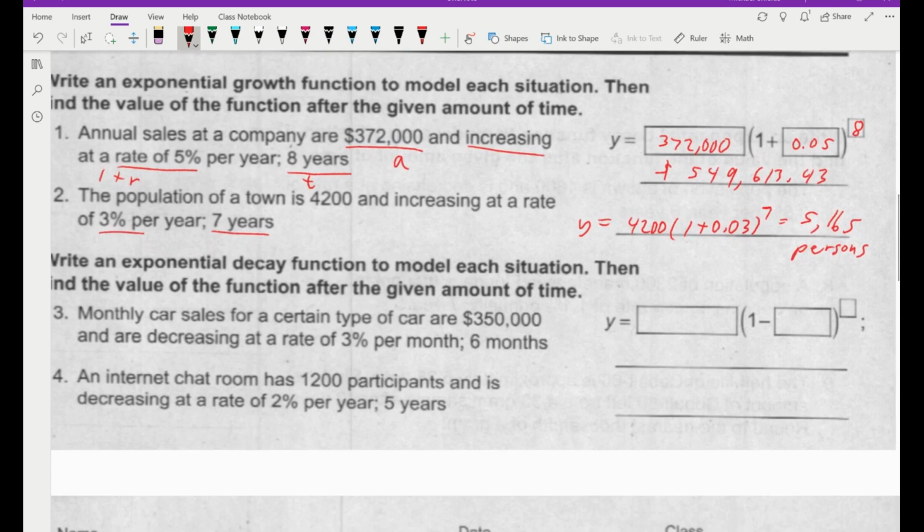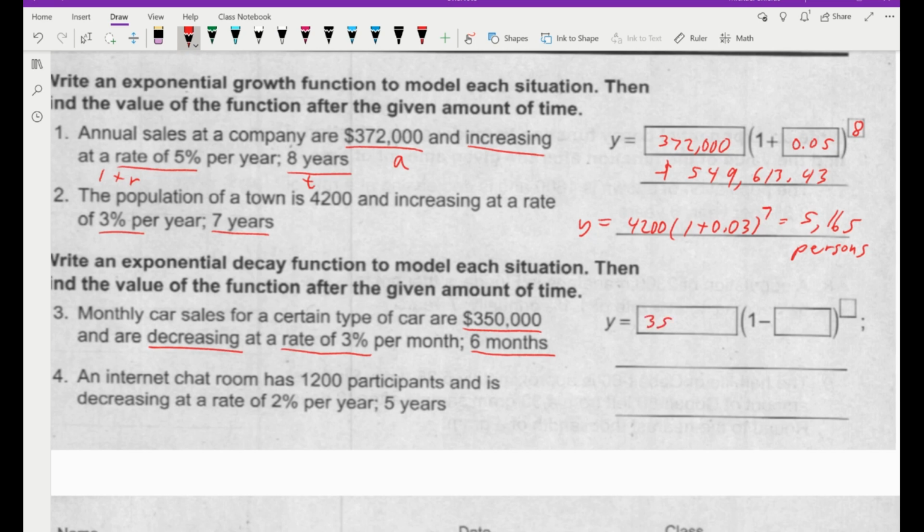Number 3, write an exponential decay function to model each. So decay would be 1 minus the r. Monthly car sales for a certain type of car are $350,000 and are decreasing at a rate of 3% per month for 6 months. Now, normally in this equation, time is in years, but we're given a rate per month and we're asking over months. So we can keep time in months for both and it won't mess up the answer. Sometimes we have to do a conversion from months to years, but because everything is rate per month and we're asking for a month, everything is okay.